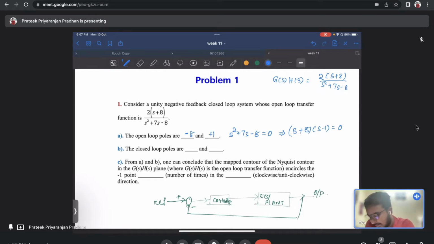So we can clearly see this open loop system is unstable. Why unstable? Because of the presence of one open loop pole on the right hand side. It's positive, on the right hand side of the S plane. That's why the system is unstable.